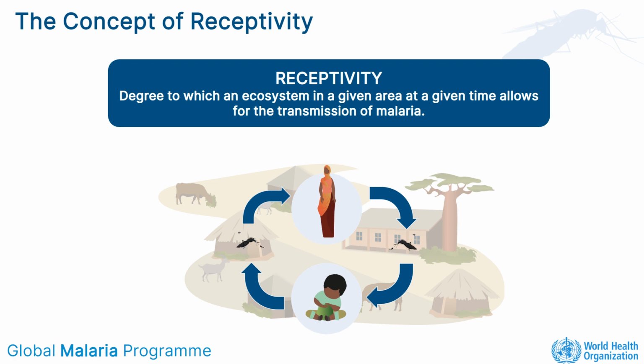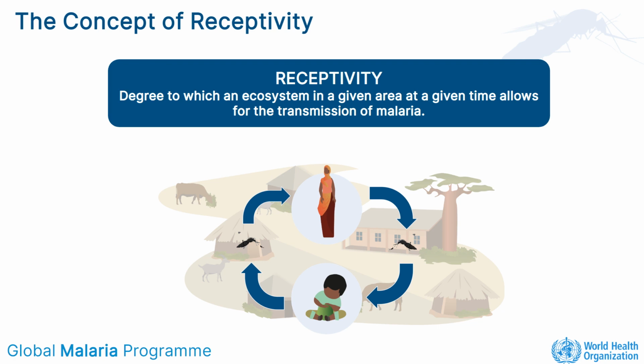If mosquito density is too low, or the vectors in the area prefer to feed on cattle, or if the daily survival rate is so low that no mosquitoes survive the extrinsic incubation period, then the capacity of vectors to transmit malaria will be very low. The types of vectors in an area and their vectorial capacity are key components of receptivity.